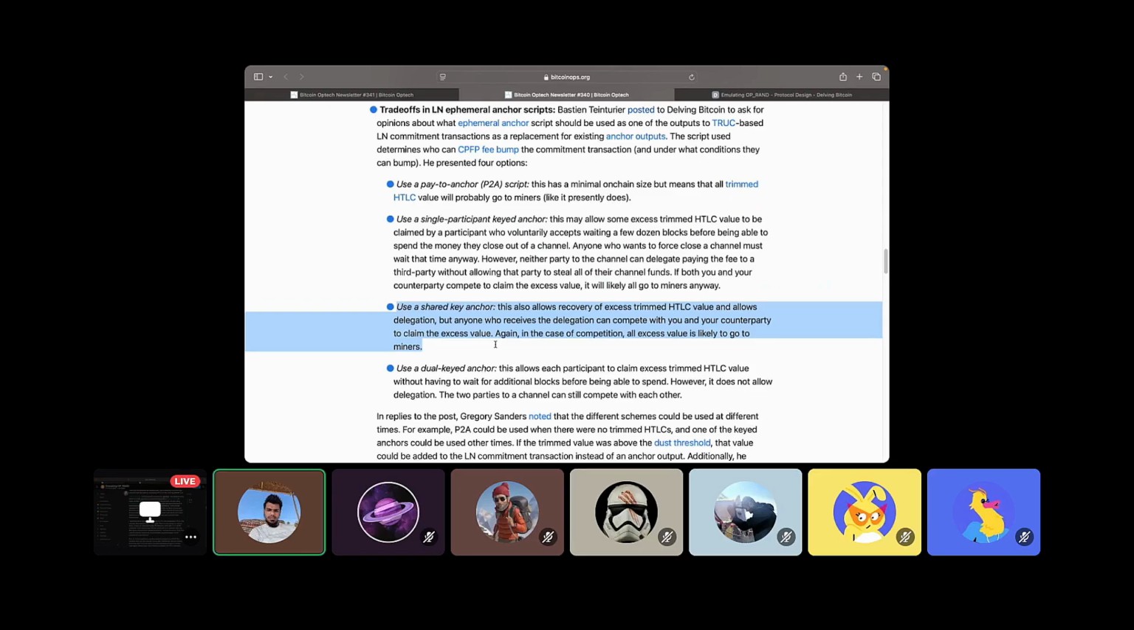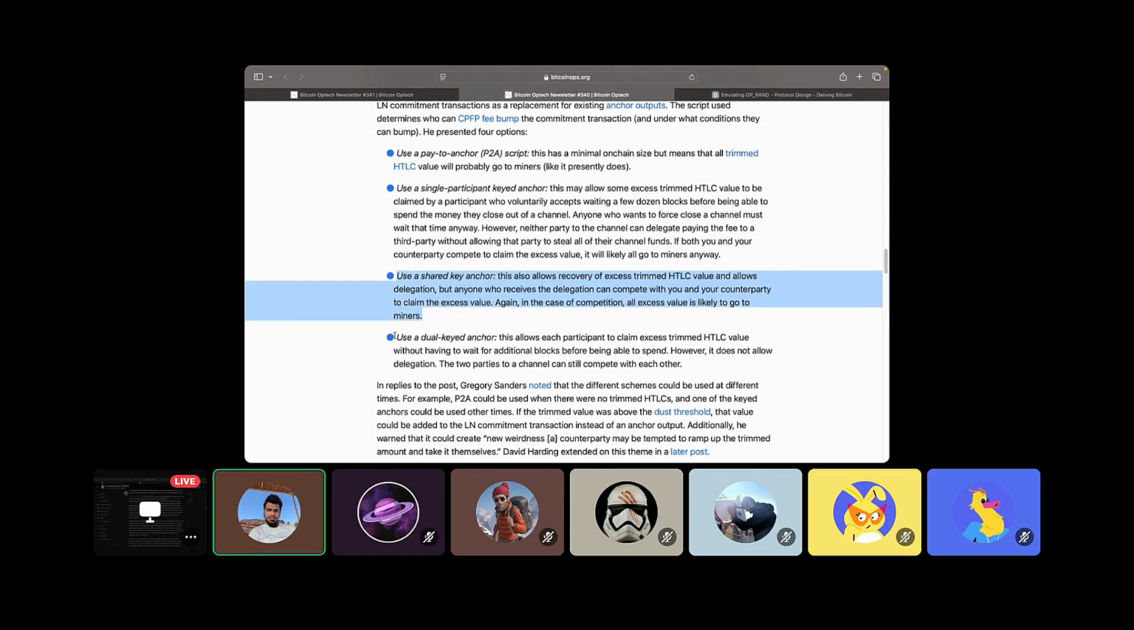Again, in the case of competition, all excess value is likely to go to miners. Fourth option, use a dual key anchor. This allows each participant to claim excess trimmed HTLC value without having to wait for additional blocks before being able to spend. However, it does not allow delegation. The two parties to a channel can still compete with each other.